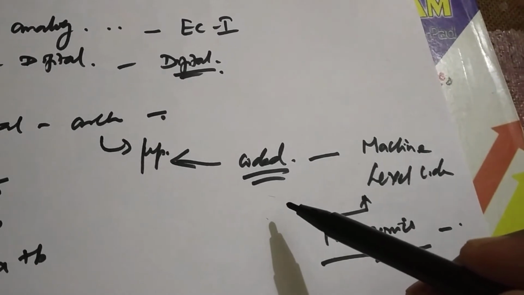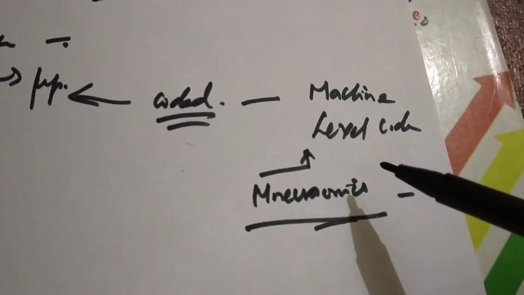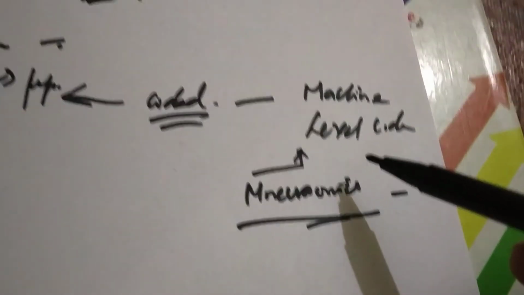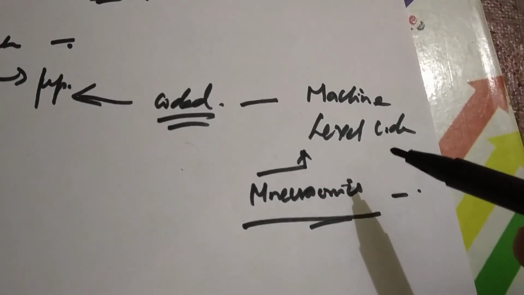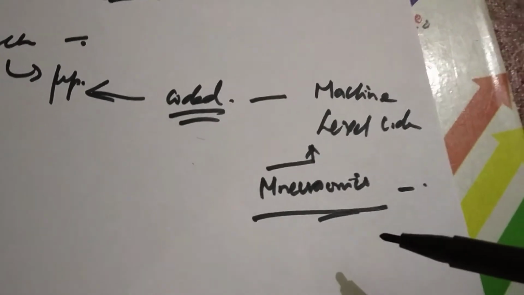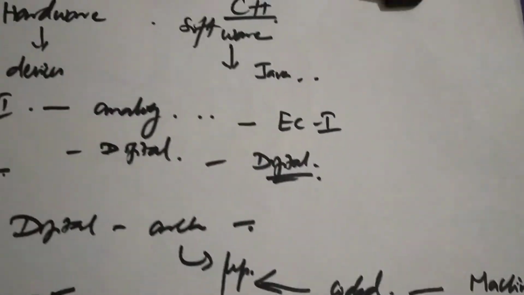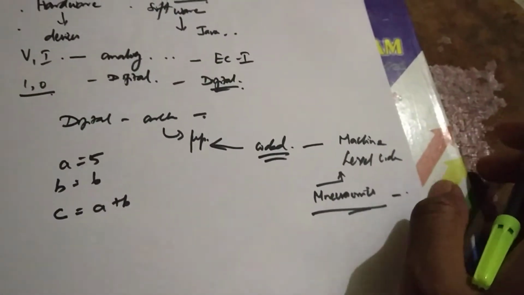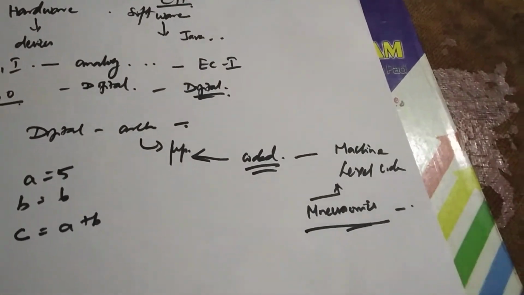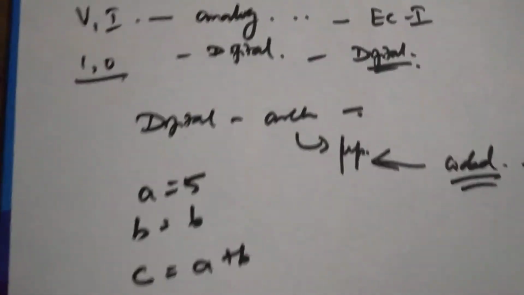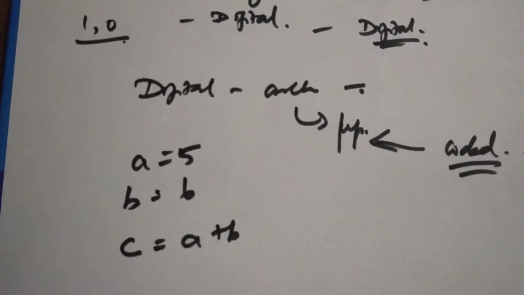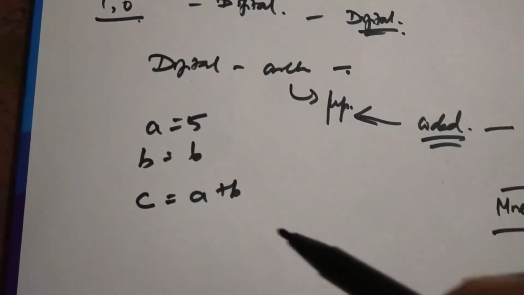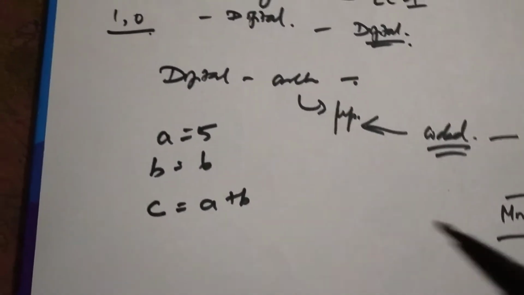And this architecture needs to be coded. I am writing a code for a digital component that understands 1 and 0, so I call this a machine level code, or mnemonics. Suppose I write a code; you may not remember what a microprocessor is, though I am writing some sample code here.